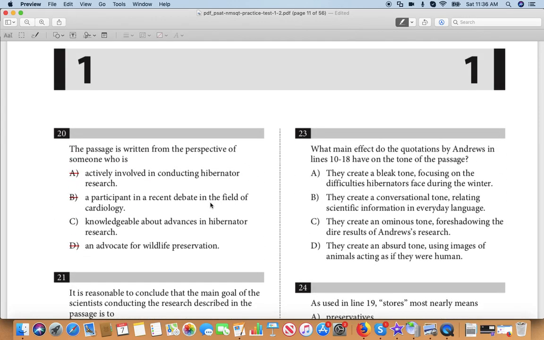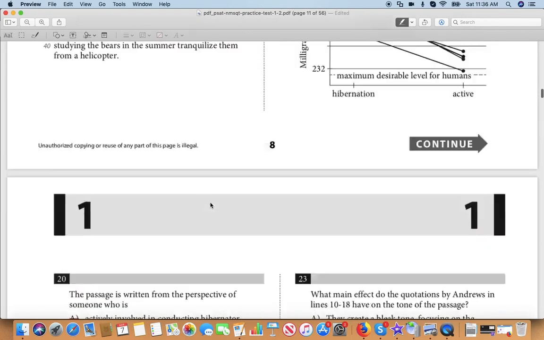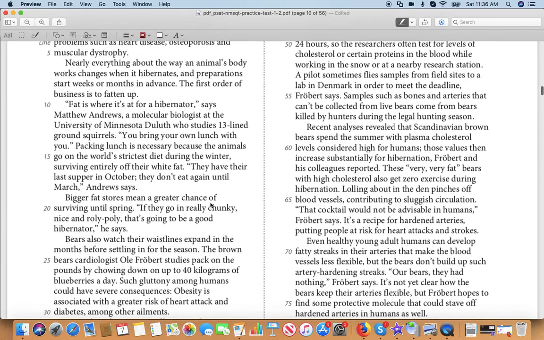Question 23. Go ahead and read it for me. What main effect did the quotations by Andrews in lines 10 through 18 have on the tone of the passage? What do we have to do before we answer this? Read those quotations and see what effect they have on the tone. Read that whole paragraph, 10 through 18.